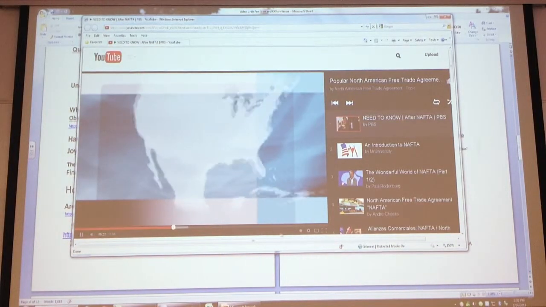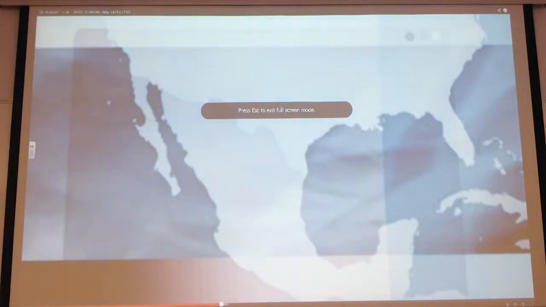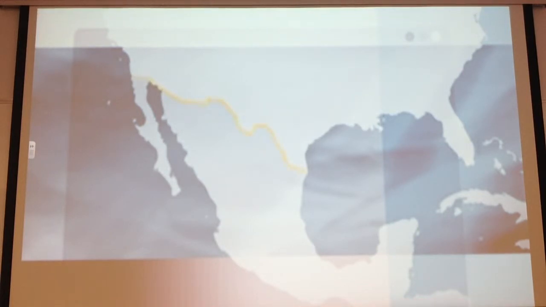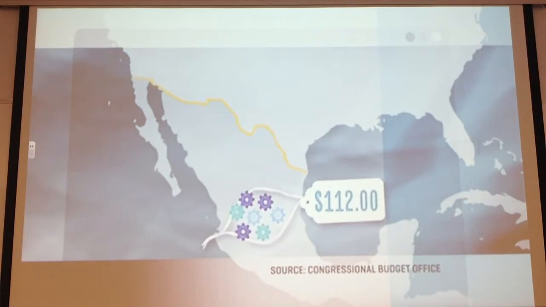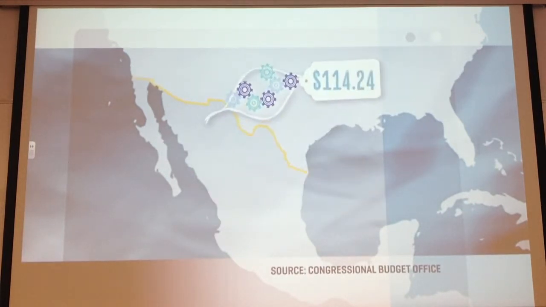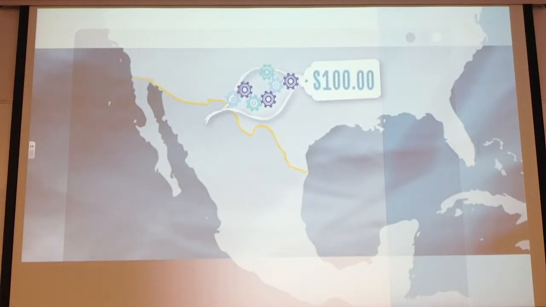NAFTA accelerated the move to Mexico by making it cheaper and easier to do business across the border. Before it went into effect, for example, companies had to pay a 12% tariff on average on parts they shipped into Mexico, and then pay another 2% on average on finished products they shipped back. That resulted in higher costs for them, which meant higher prices for consumers. NAFTA did away with those costs.